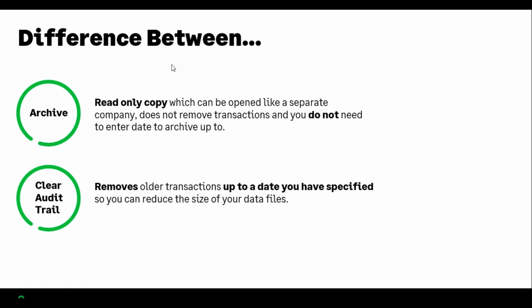The difference between archive and clear audit trail is archive takes a snapshot of the data. Clear audit trail is the process of removing all the data. And that's where you specify a date range and it will remove transactions up to that date range and reduce the size of your data. So it should make your processing a little bit more efficient in the software.